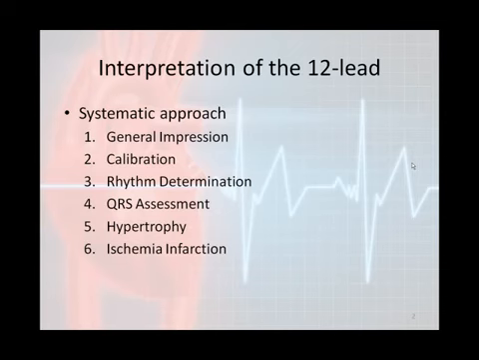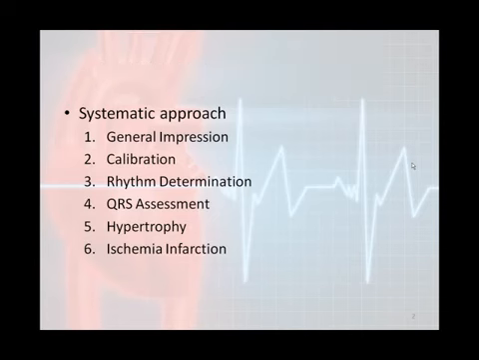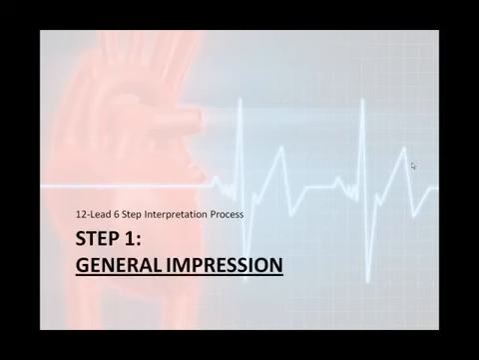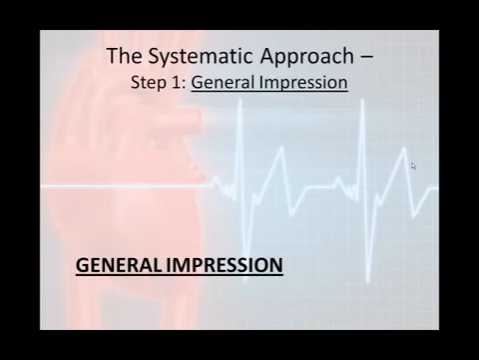The second reason is that not all ST segment changes are indicative of an MI. There are several ACS imitators that can mimic ischemia and infarction. If you follow the 6-step process, you will be able to identify some of these imitators, and that may actually change your overall 12-lead interpretation and possibly your patient treatment plan. So let's go ahead and cover the first step, general impression.